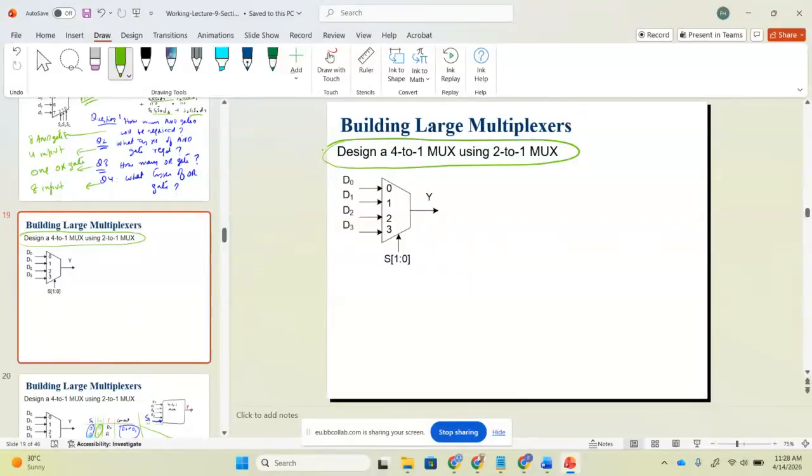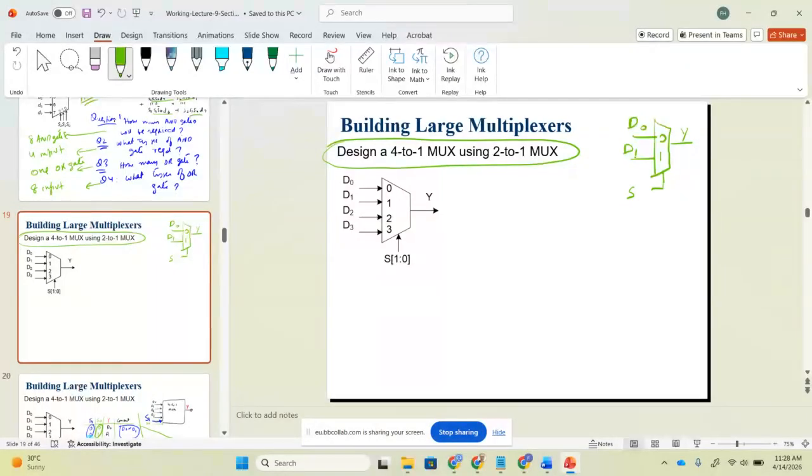Now, if you look at the block diagram of a 2-to-1 multiplexer, it will look like this. We have inputs 0 and 1, and then we have the S line, the select line, and let's assume we have output Y, and the inputs are D0 and D1. Got it? This is the block diagram of a 2-to-1 multiplexer. Any question?